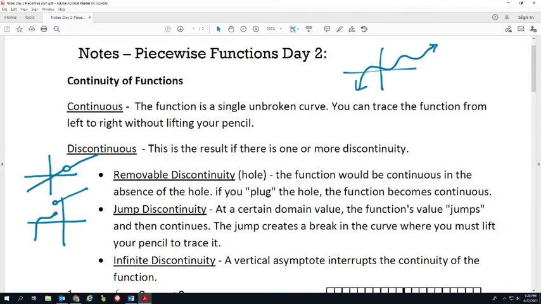And then an infinite discontinuity is when you have a vertical asymptote that interrupts the graph. Especially when we had those rational functions, where you might have something that looks like this and then something down here like this. We're going to infinity on either side of that asymptote right there. So that's infinite discontinuity. All right, let's do some examples of that.